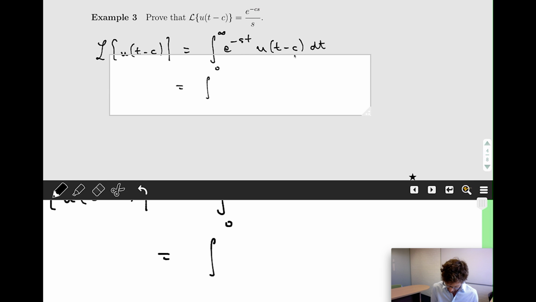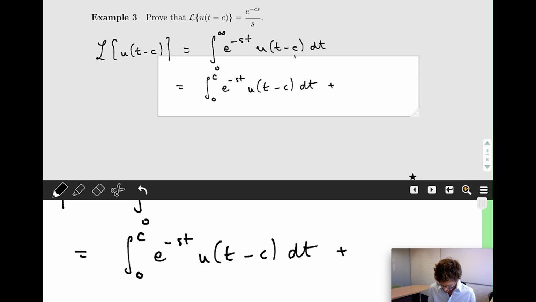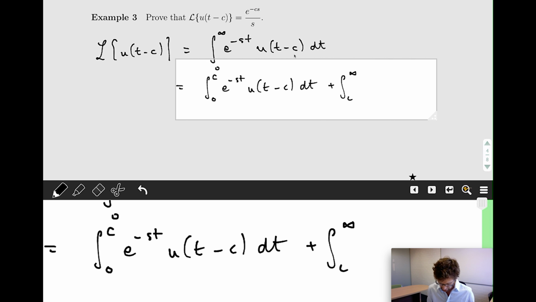An integral from 0 to c, and an integral from c to infinity. Remember, we're always free to split up integrals into sub-integrals, if you like. Integral from 0 to some intermediate point, and then that intermediate point to infinity.